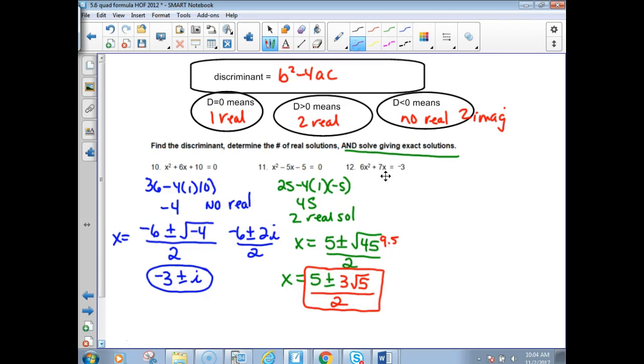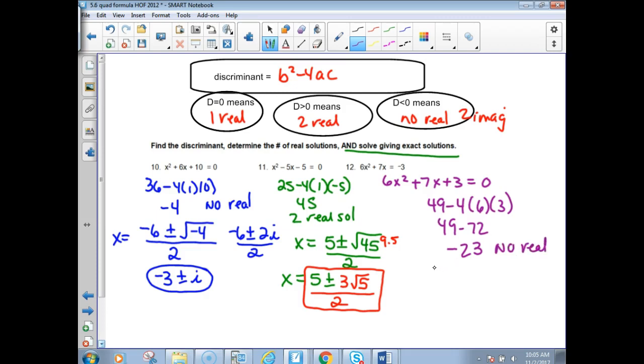We need to set number 12 to 0 first by adding 3 to both sides. The discriminant would be 49 minus 4 times 6 times 3. See, 24 times 3 is 72. 49 minus 72 is going to be negative, what's that, 23? And that's going to be no real solutions.